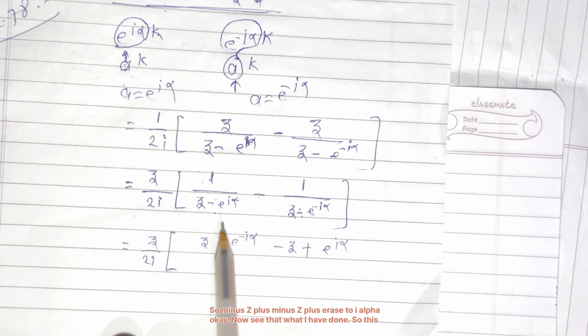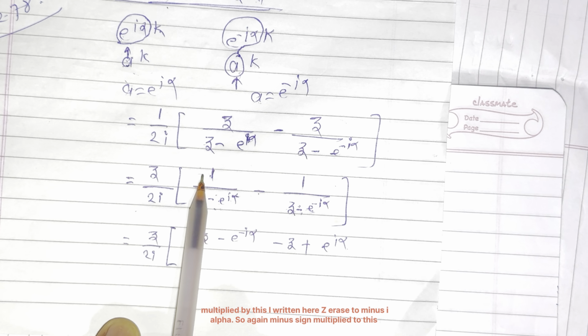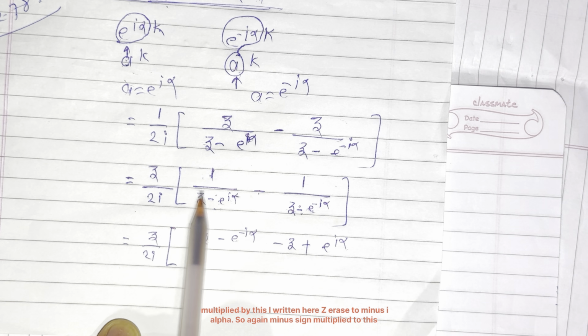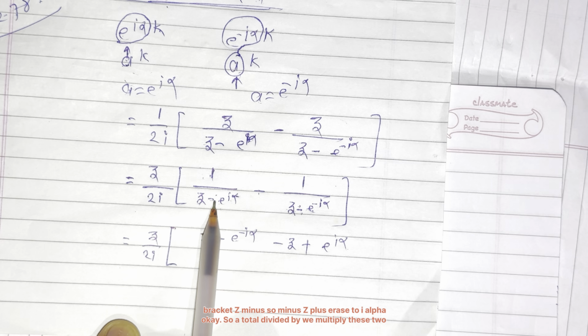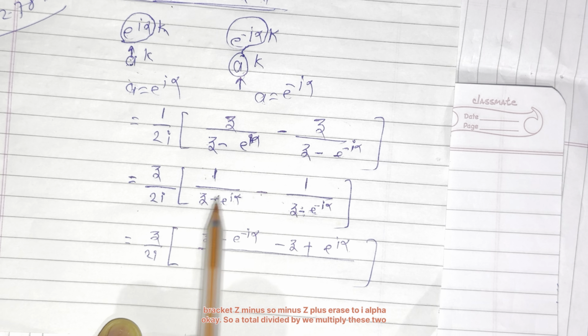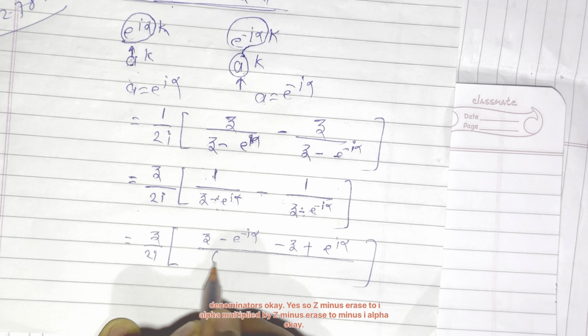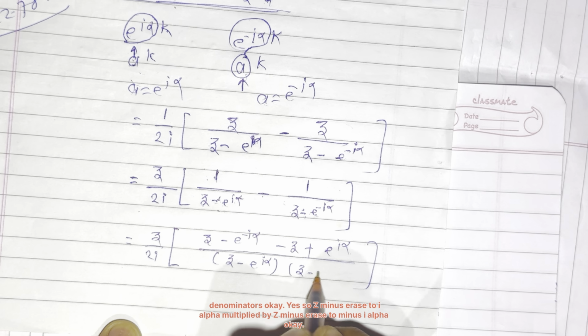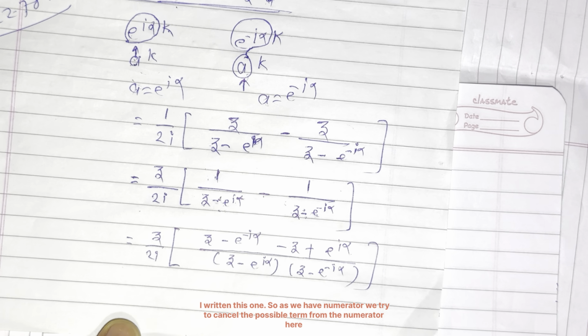Now see what I have done. This multiplied by this, I have written here z e raised to minus I alpha. Again the minus sign multiplied to this bracket z minus, so minus z plus e raised to I alpha. The total is divided by the multiplication of these two denominators: z minus e raised to I alpha multiplied by z minus e raised to minus I alpha. I have written this one.